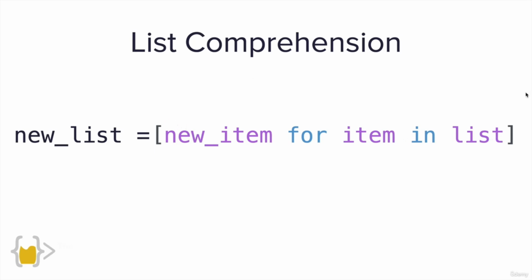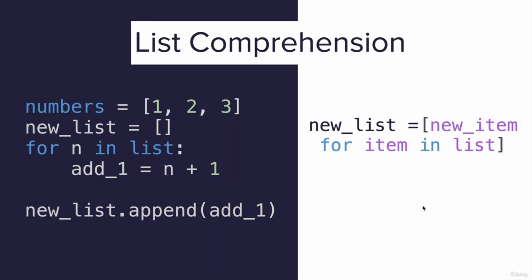So we open up a set of square brackets to denote that we're creating a new list. And then we have this new item for item in list keyword pattern. Here's how it would work. Let's take that same thing that we did before, where we took a list of numbers and we created a new list where each number is increased by 1. And let's see how we would do it using list comprehension.